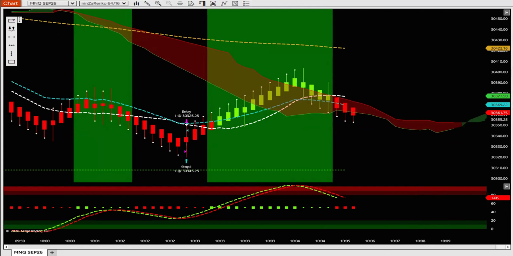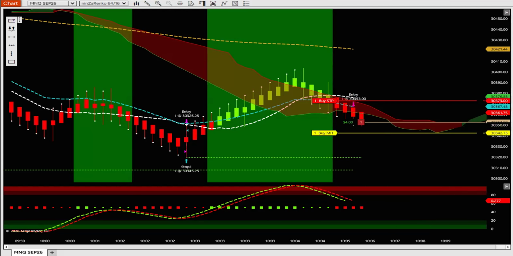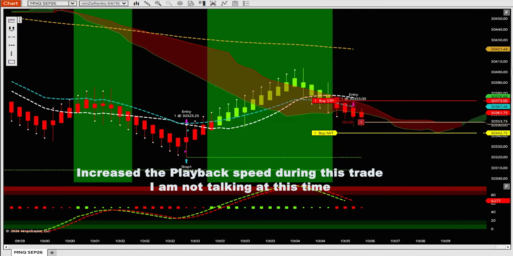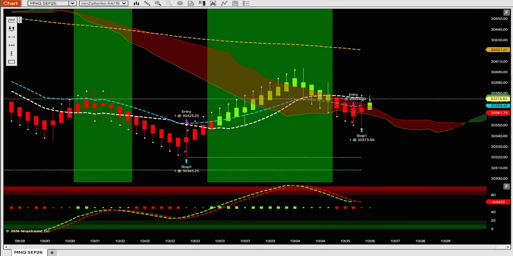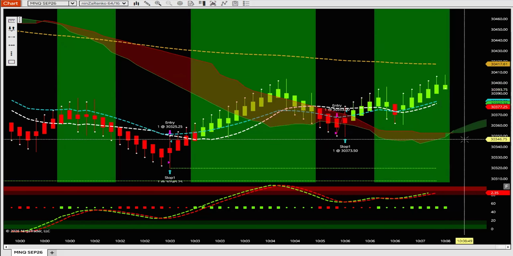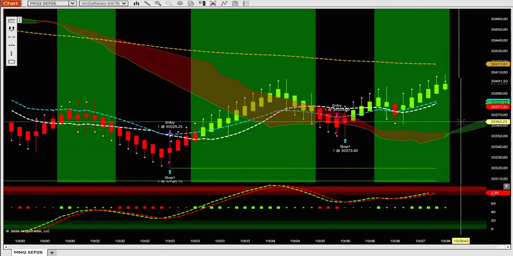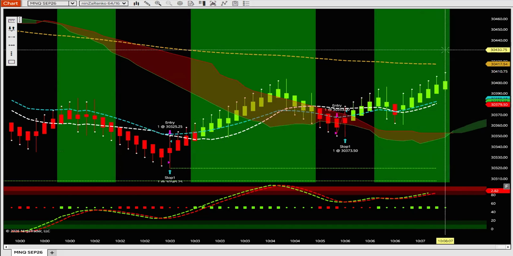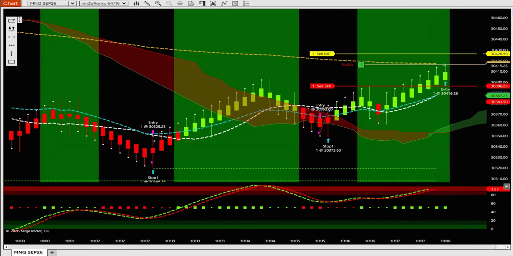All right, red on red. Let me take it. Another stop. We have the green crossing up now, so we'll be cautious on this. Getting close to the 200. Take that trade and see what happens here. Looking for a 10-point up.